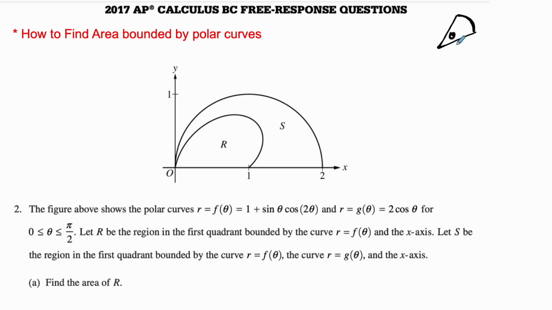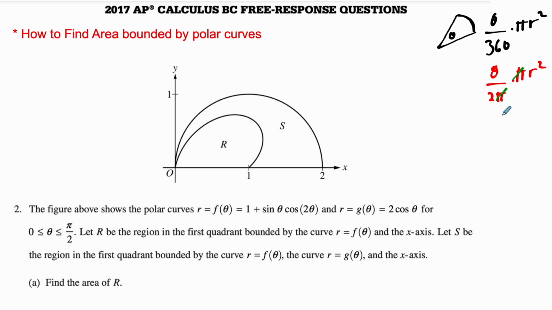Let's imagine a theta degree slice. From geometry, how do we find area of a sector, area of a slice? Theta over 360 times pi r squared. But in calculus, we always use radian. So we can't use that formula. If theta is in radian, we can't divide it by 360. We have to divide it by 2 pi. So this will be theta over 2 pi times pi r squared.